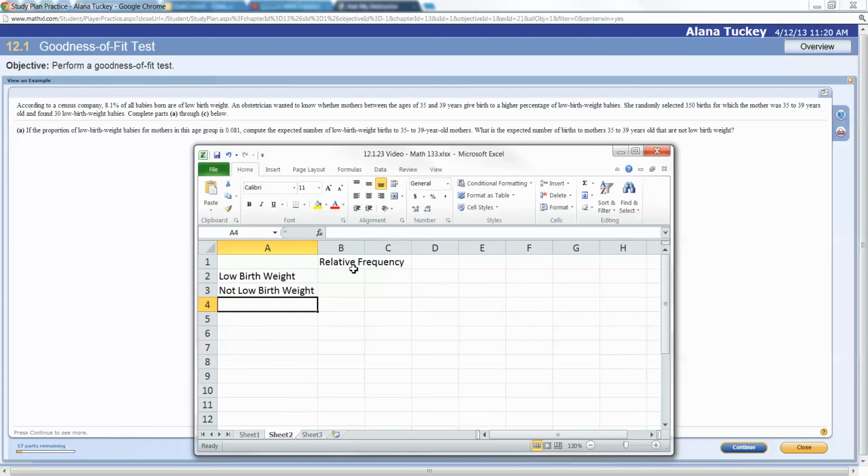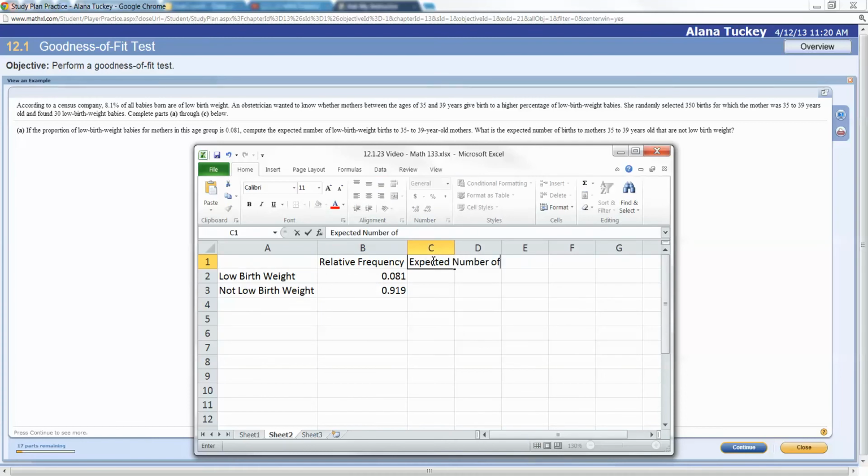We said 0.081 is the relative frequency for low birth weight. So this would be 1 minus that. And then we have the expected number. That would be equal to how many births we got? 350 times that value. Drag. Now to make sure this works, you should check that the sum of that is 350. Yep, it is. Okay, cool.